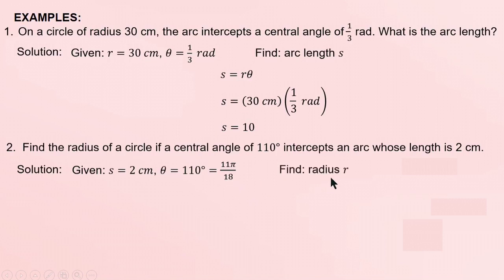So we're gonna find r. From this formula, we can derive the formula for the radius by dividing the equation by theta. Hence, r is equal to s over theta. Replace this with its given value and simplify. 2 divided by 11 pi over 18 is equal to 2 times 18 over 11 pi, the reciprocal of the denominator. 2 times 18 is 36 over 11 pi. Therefore, r is equal to 36 over 11 pi centimeters.